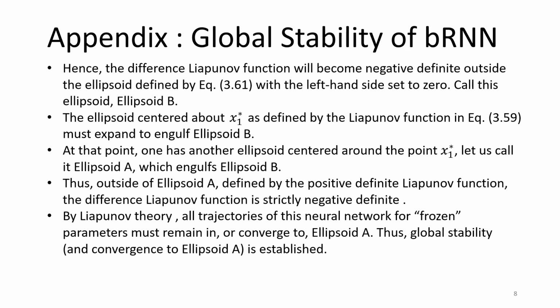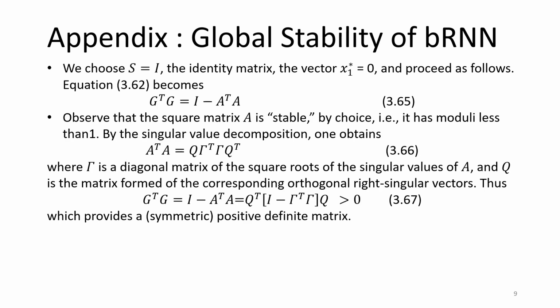Thus it is stable. In other words, the global stability is established. To solve the set of equalities 3.62, 3.63, 3.64, we choose S equals I, the identity matrix, and the vector x*_1 equals 0, then equation 3.62 becomes equation 3.65. In equation 3.65, we choose the square matrix A to be stable, that is, it has moduli less than 1.